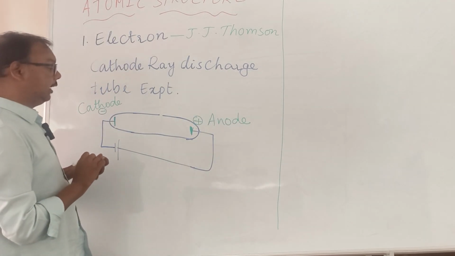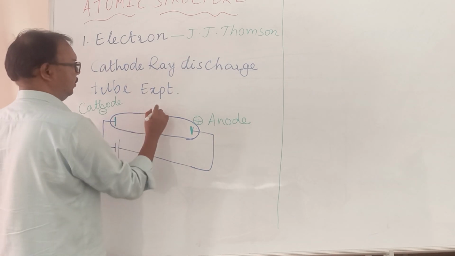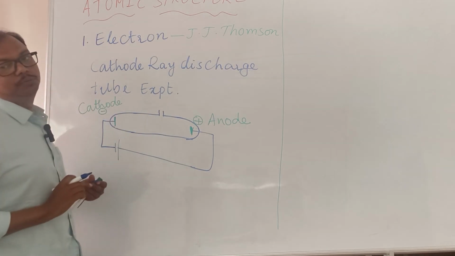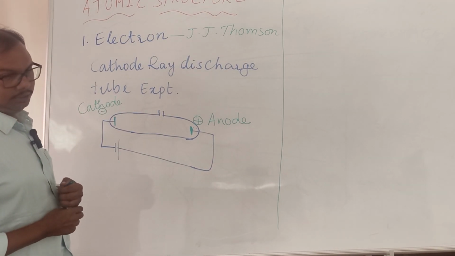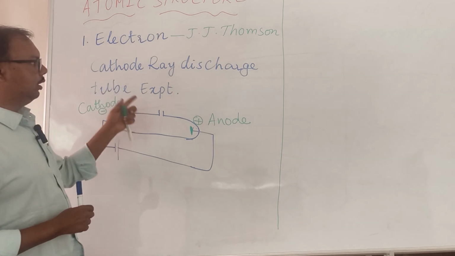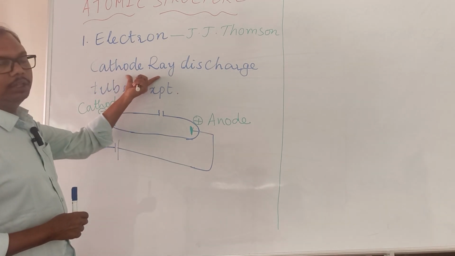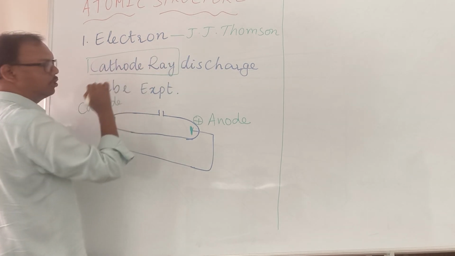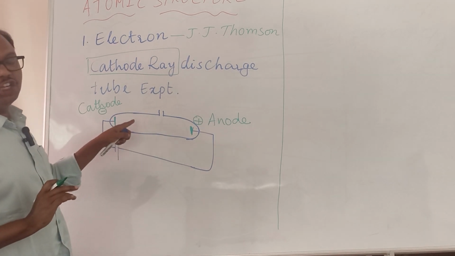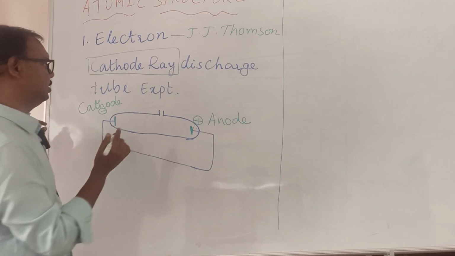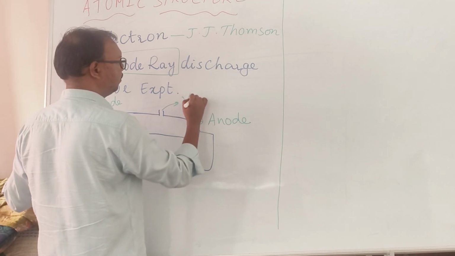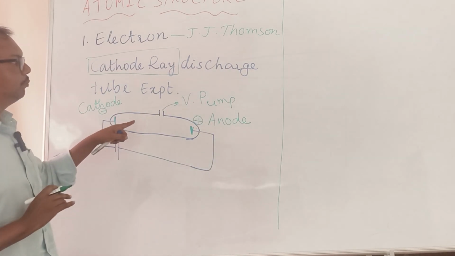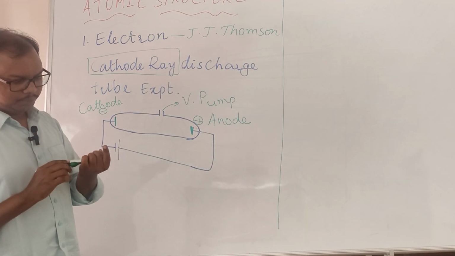It is connected to a vacuum pump. Why is it? Because gas is present in this cathode ray tube. Here, in the cathode ray tube experiment, we call them cathode rays. Cathode rays are negatively charged particles. These depend on the nature of the gas present in the cathode ray discharge tube. It is connected to a vacuum pump. Why is a vacuum pump required?